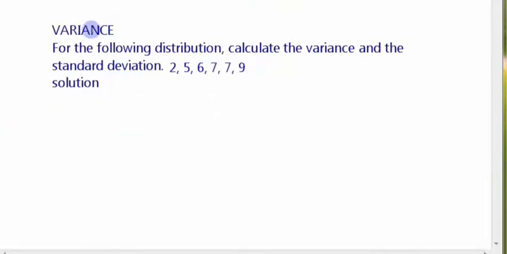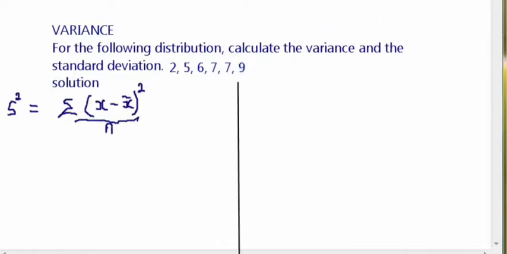So we want to do variance. For the following distribution, calculate the variance and the standard deviation. But this is an ungrouped data because it's less than 20. So any data less than 20 is ungrouped. If you look at this data, there are 6 in number. So we can use this formula.